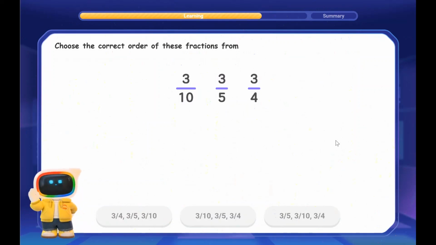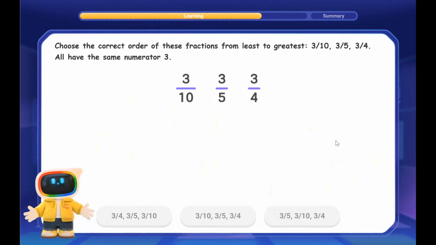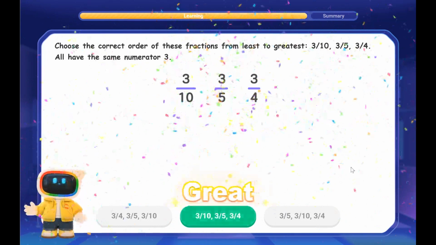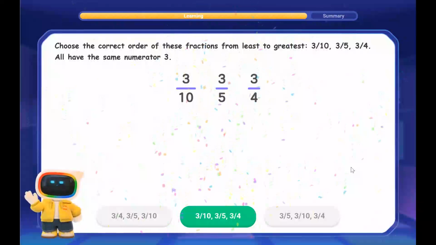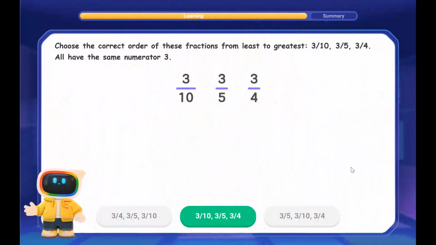Choose the correct order of these fractions from least to greatest. 3/10, 3/5, 3/4. All have the same numerator 3. Perfect! Since all these fractions have the same numerator 3, you compared the denominators. The smaller the denominator, the greater the fraction.